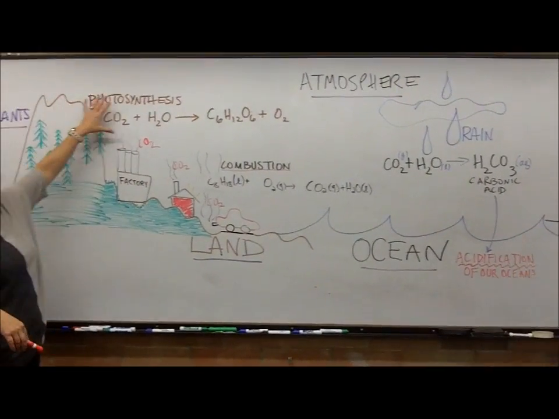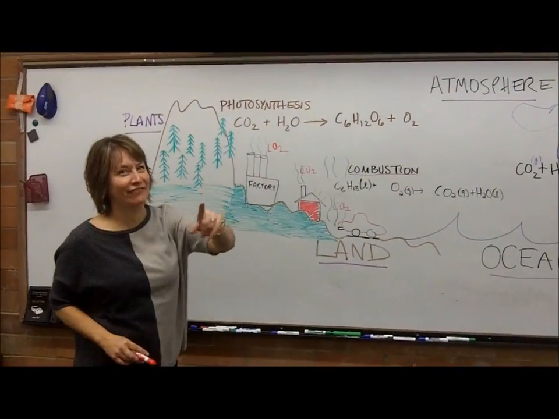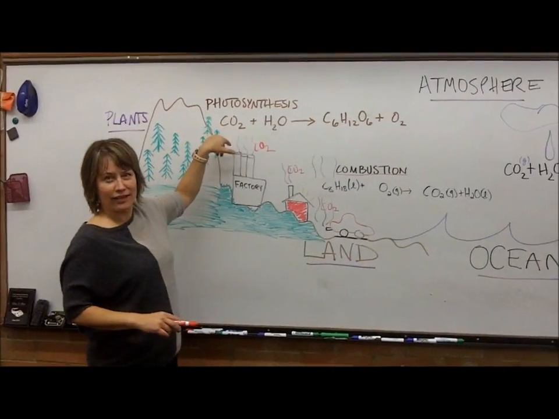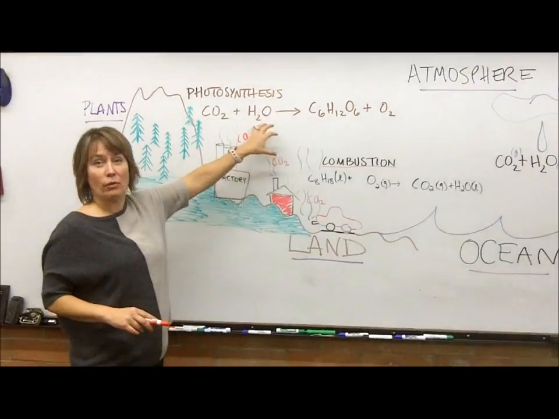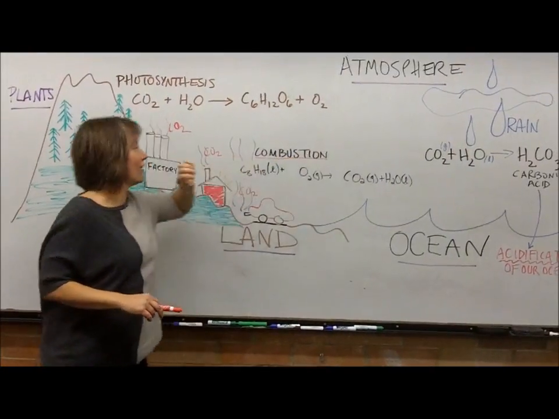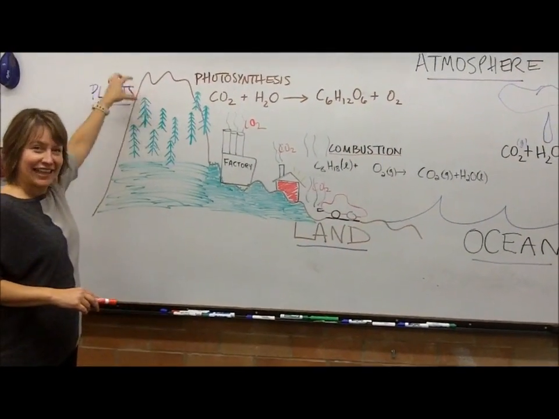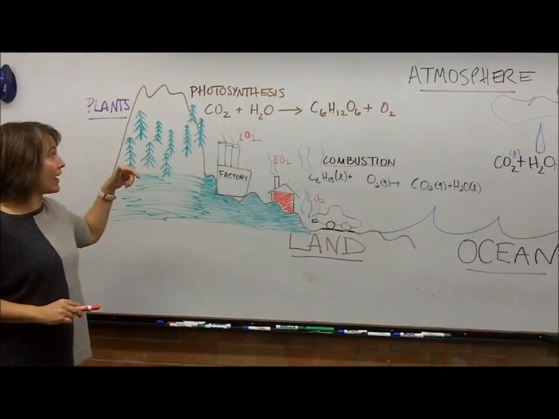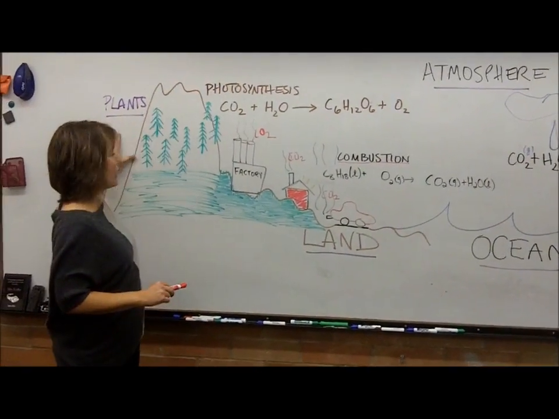Plants do photosynthesis. Remember this from life and from biology. Carbon dioxide is taken from the atmosphere, added with water to make glucose and oxygen. Plants do this naturally, taking carbon dioxide out. It's a very fast process, from the atmosphere into the plants.